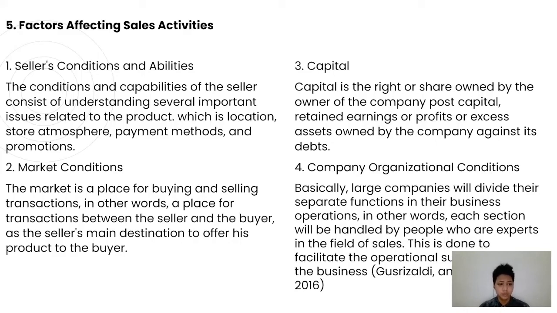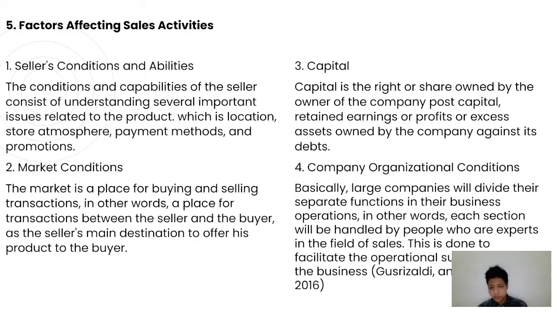Number 2, market conditions. The market is a place for buying and selling transactions. In other words, a place for transactions between the seller and the buyer, as the seller's main destination to offer his product to the buyer. Number 3, capital. Capital is the right or share owned by the owner of the company whose capital, retained earnings or profits, or excess assets owned by the company against its debts.